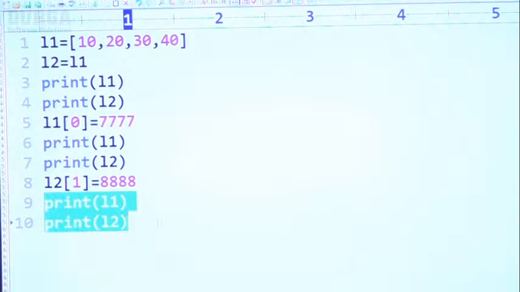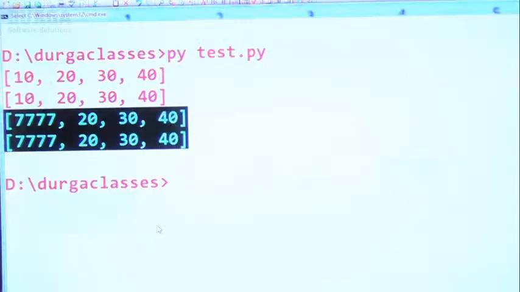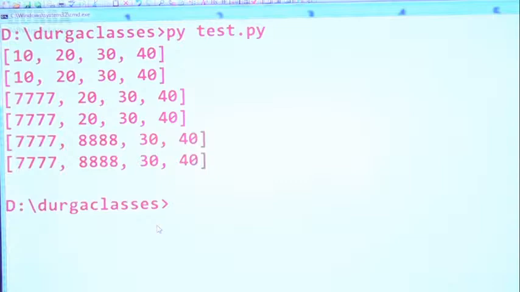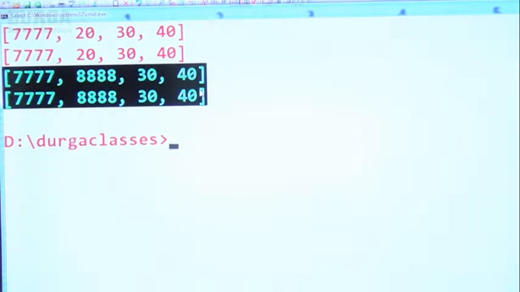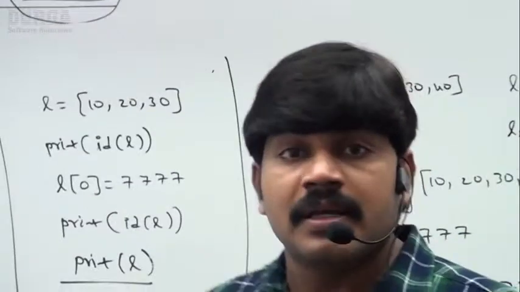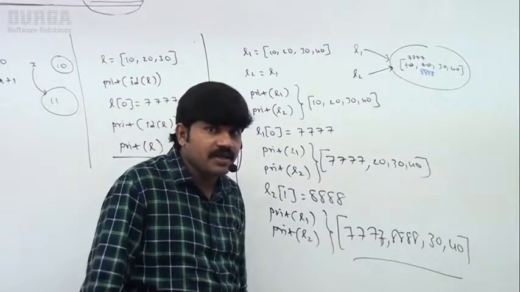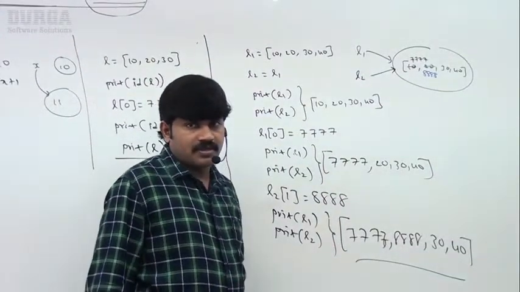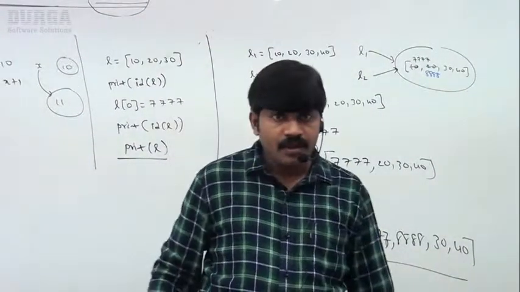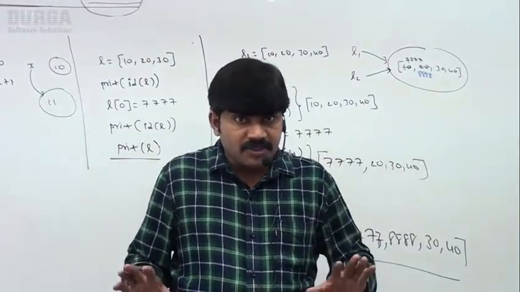Will that change be reflected in L1 or not? Can you observe that? Yes, that change is reflected in both L1 and L2. So it clearly indicates that all changes are performed in the existing object only. This changeable behavior is nothing but the mutability concept. Are you able to understand? Up to this, any doubt?